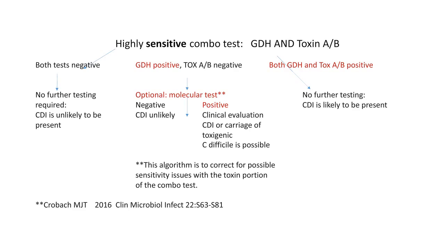Let's go to the far right-hand side. If both the GDH and toxin A and B are positive, you don't need to do any further testing. C. difficile infection is very likely to be present and you need to treat.